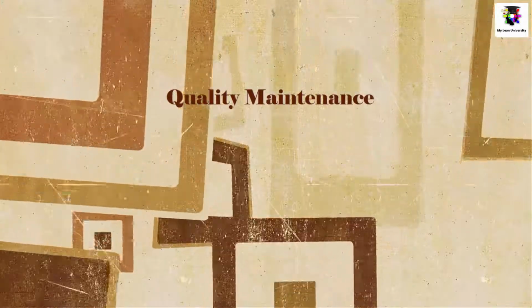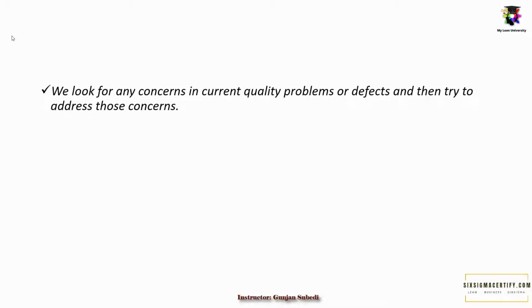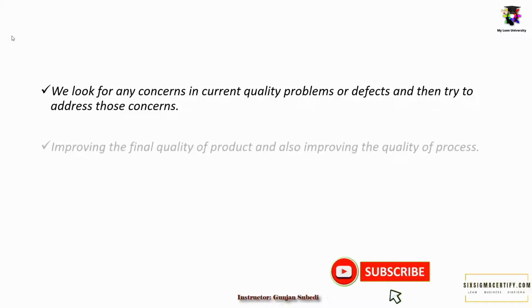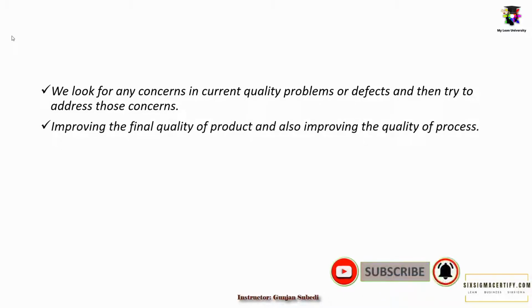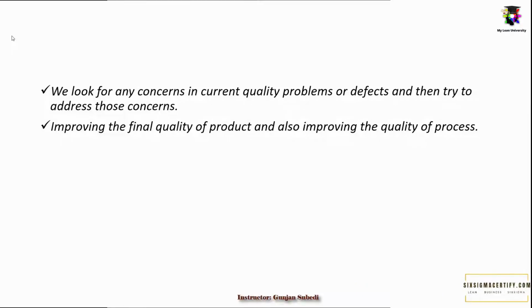Quality maintenance is one of the 8 pillars of total productive maintenance. Basically, in quality maintenance, we look for any concerns in current quality problems or defects, and then we try to address those concerns. It is also an approach from reactive to proactive, which can also be said as moving from the concern of quality control to quality assurance. Quality maintenance is basically targeted at improving the final quality of the machines and also improving the quality of the process. Let's look at some of the targets of quality maintenance.